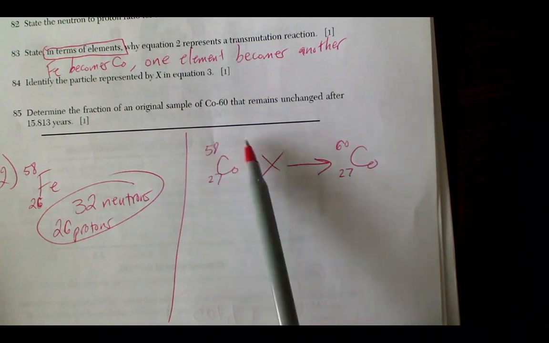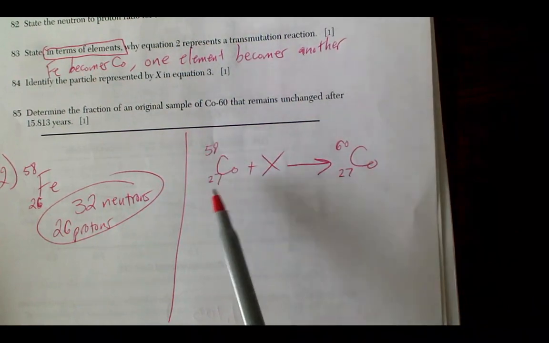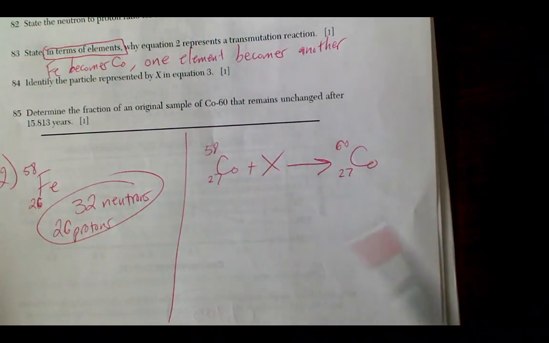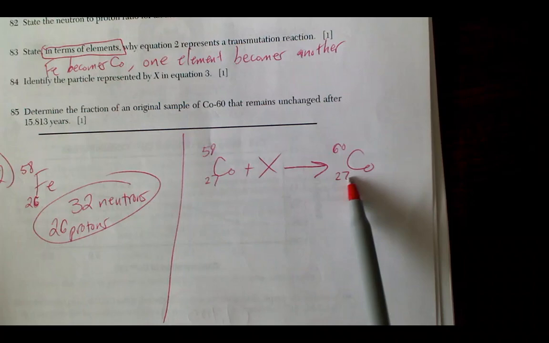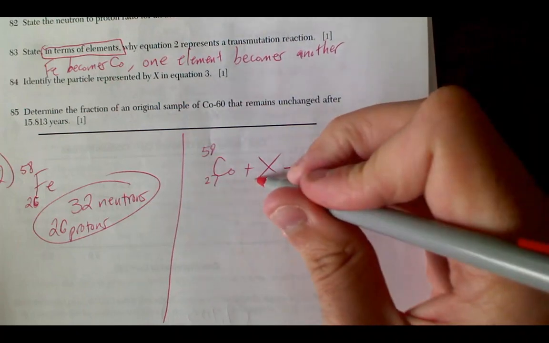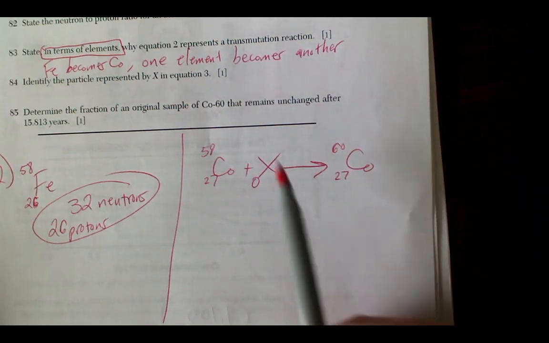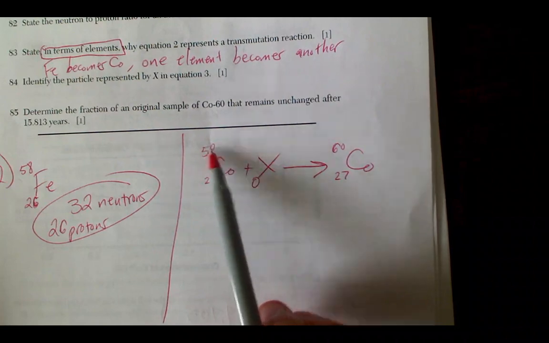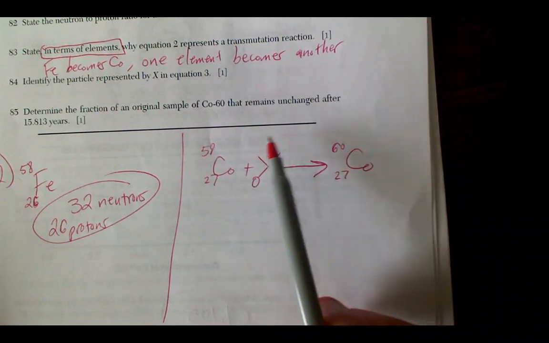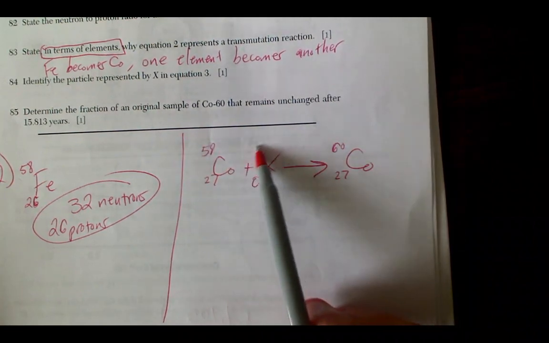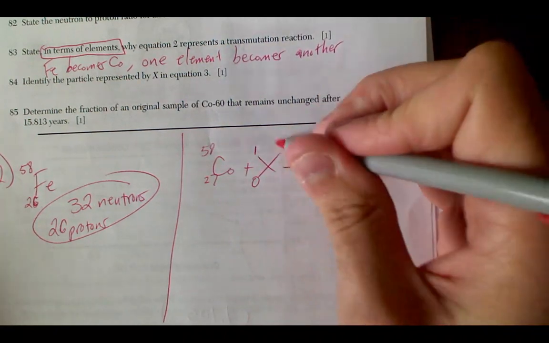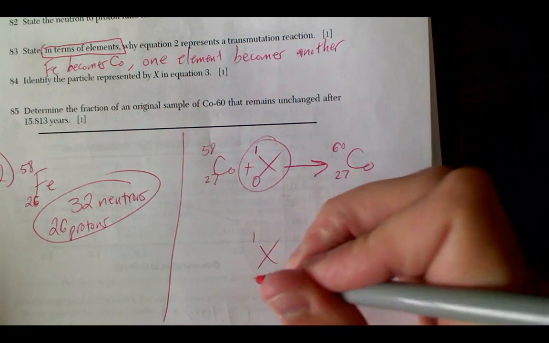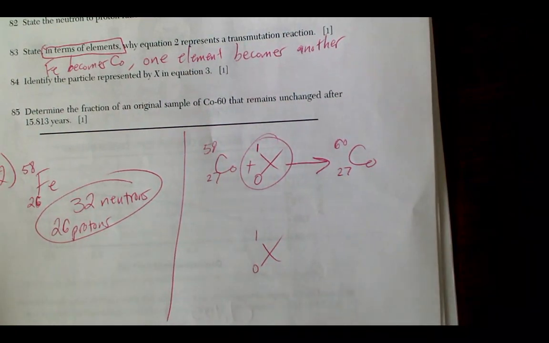So we need our top numbers on the left to balance out the top numbers on the right, and bottom numbers on the left to balance out the bottom numbers on the right. If our atomic number down here is 27 on the left and 27 on the right, they're the same number already. So this right here would have to have an atomic number of 0. On the top, we've got 59 on the left and 60 on the right. So 59 plus what will add to 60 on the right? This has to be a 1. So far we have X having a 1 as its mass and 0 as its atomic number.